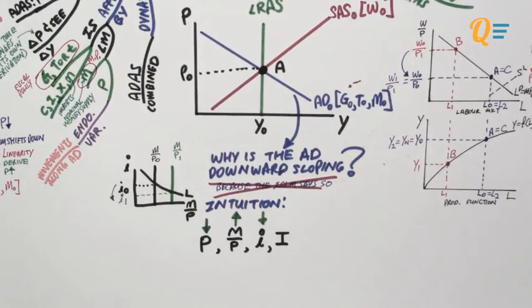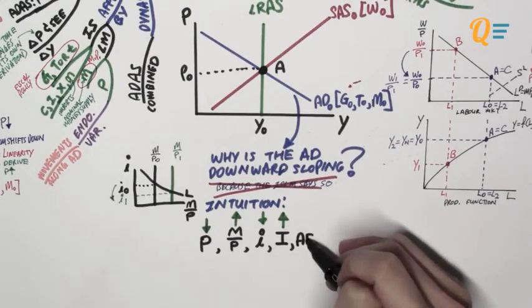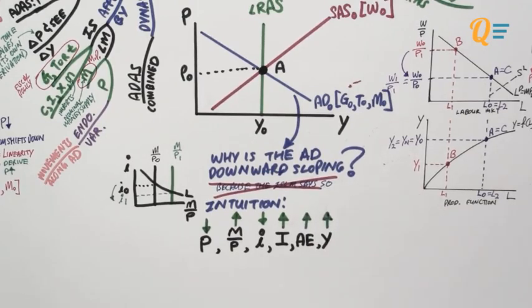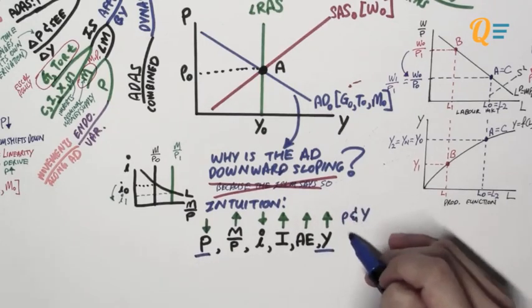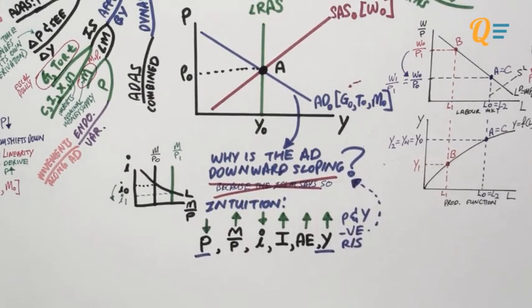So what happens when interest rates fall? Well, we know that investments are going to increase, and once your investments increase, your aggregate expenditure is also going to increase, which will of course give you a higher level of output. So take a look at the directional change for the price level and the income level. What you notice is that the price and income actually have a negative relationship, which means that the AD curve is downward sloping.